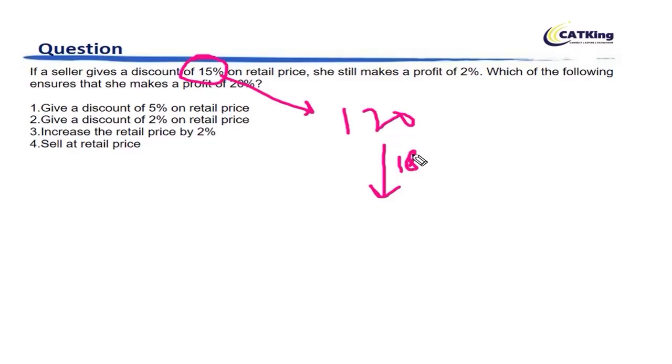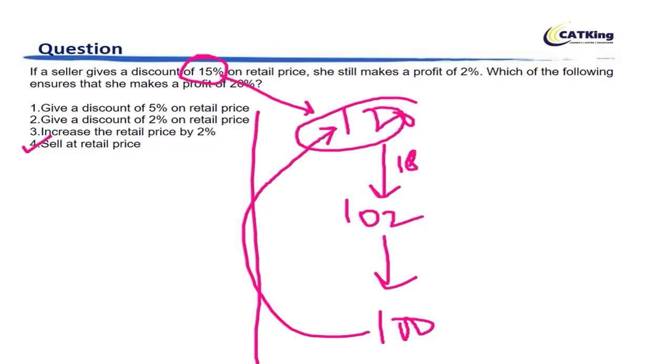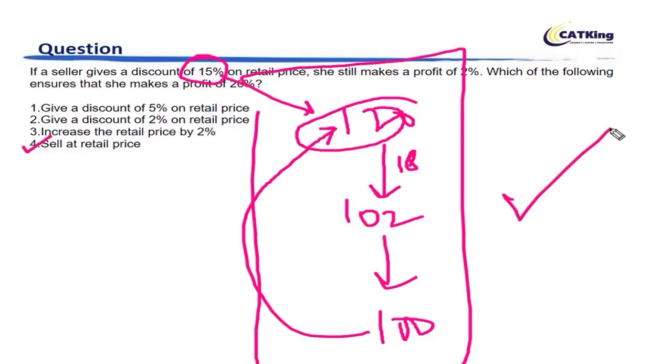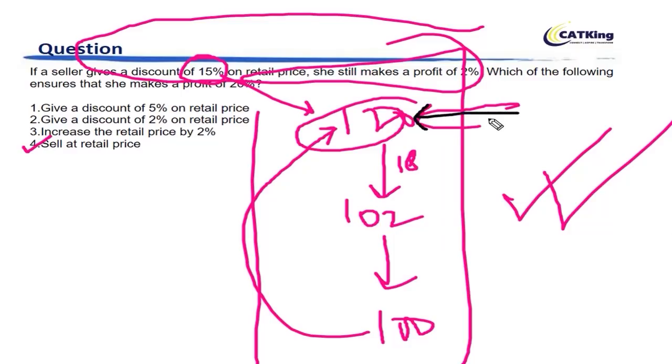That becomes 18. So the selling price that you get is 102. You divide it by 1.02, the cost price is 100, right? And to get a profit of 20%, you have to sell it at 120. Therefore you have to sell it at the retail price. The amount of calculation involved here is much less if you can think and take the first number itself. That is very, very crucial. So think through and then take the first number. That will avoid calculations.